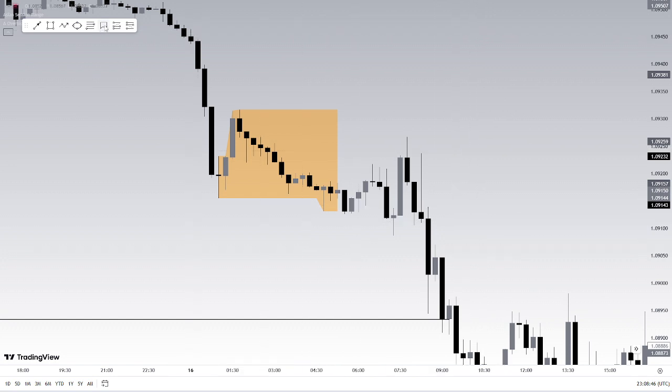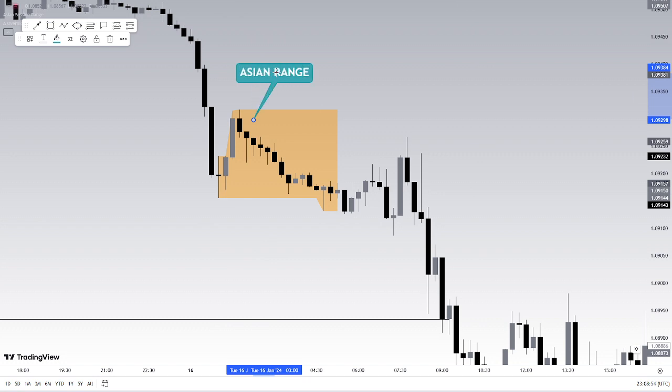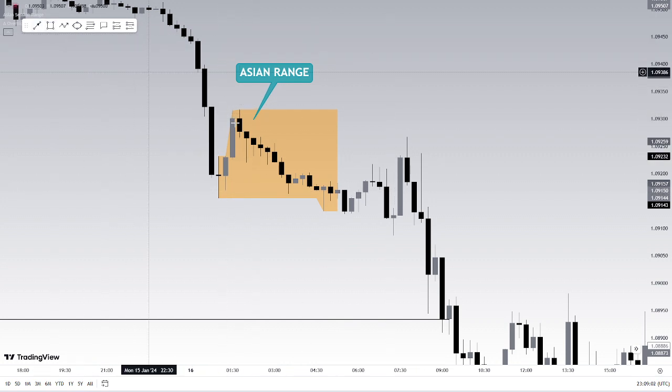So what we have over here is an Asian range, right? The Asian range is very typically the consolidation or the accumulation phase, right? So here we have the Asian range. Now the purpose of the Asian range is to accumulate liquidity, and it's a low volume time of day, right? So we have buy stops and sell stops.